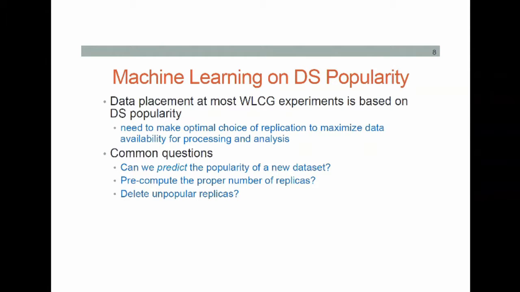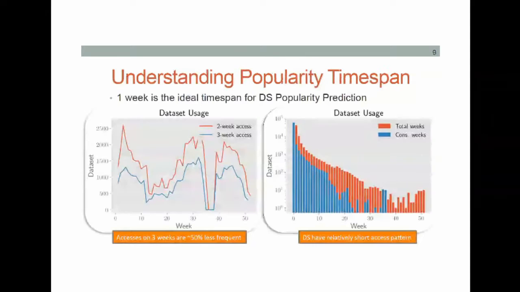The other use case is machine learning on data set popularity. There are many definitions of popularity. Generally, we say a data set is popular if it is used often in analysis jobs. And the data placement in several experiments is based on data set popularity. This raises questions like, can we predict the popularity of new data sets, or can we pre-compute the proper number of replicas? Answers to this question would be very useful to make optimal choices of replication and maximize the data availability.